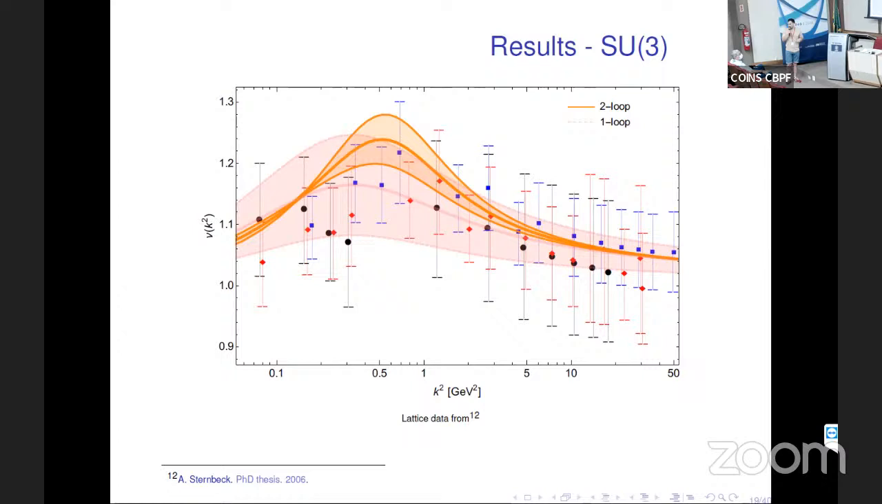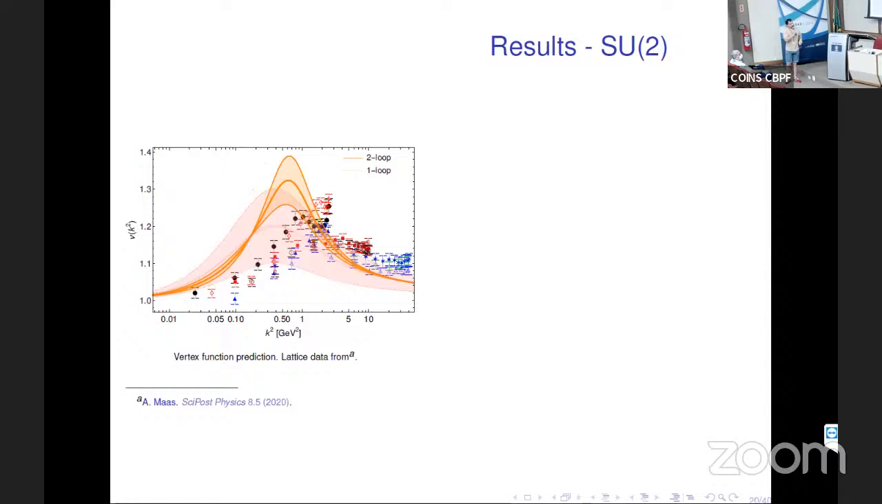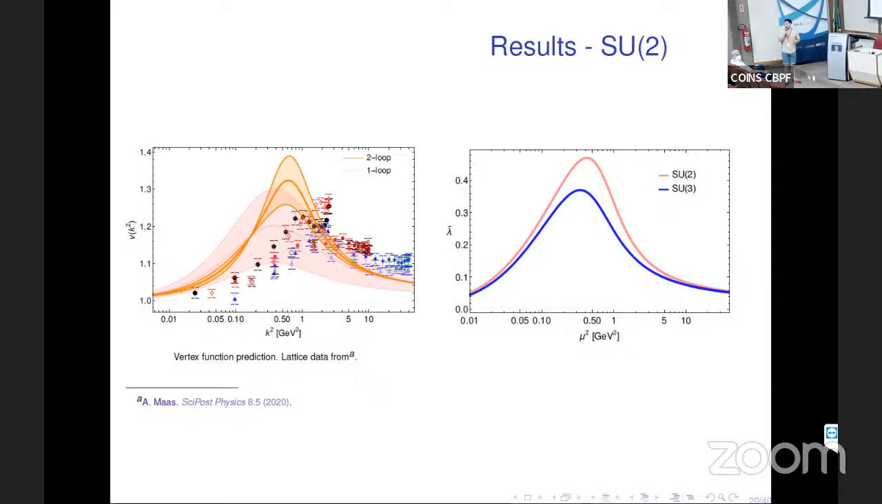This is for SU3. Here I am showing you the results for SU2, which are much poorer, as you can see. This is not very good. And this has an explanation for us, that is that when we look at the expansion parameter, this is different. In the case of SU3, it's smaller.